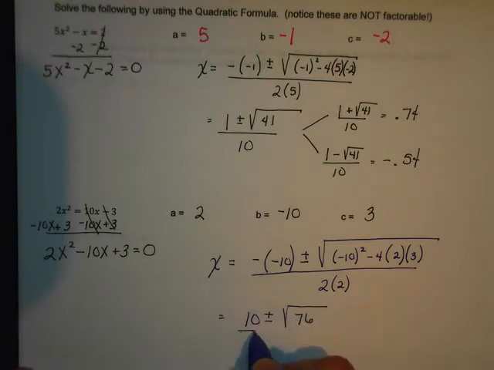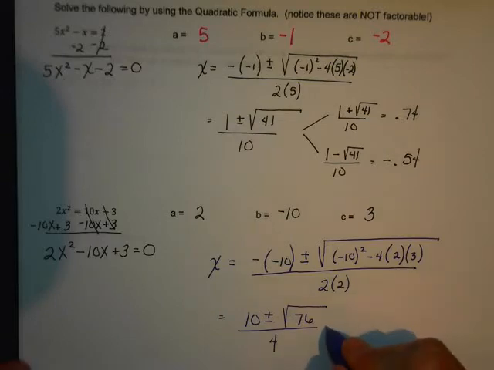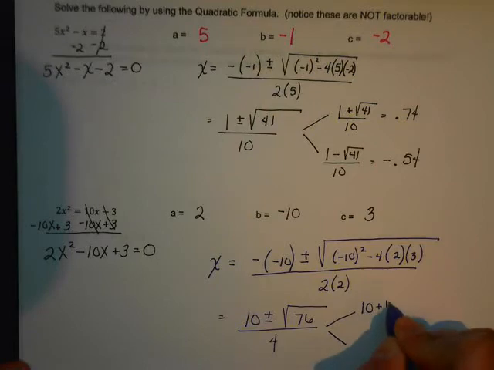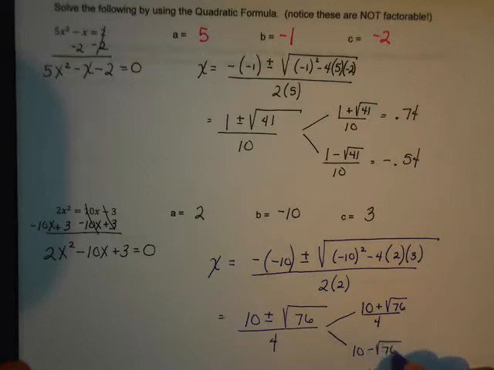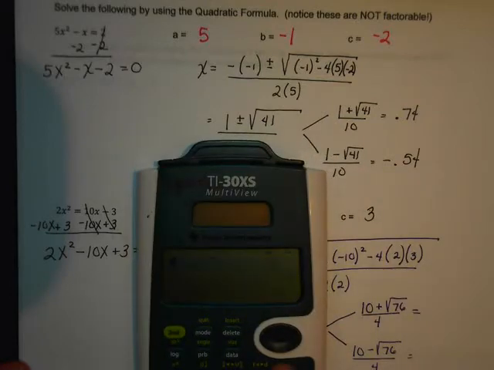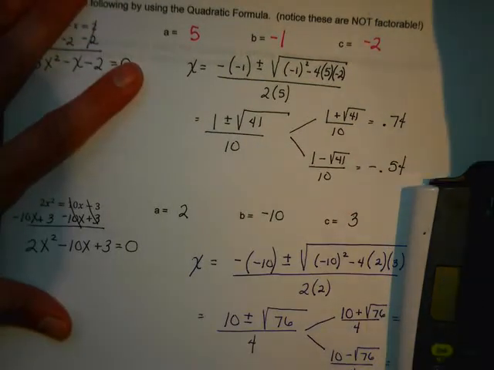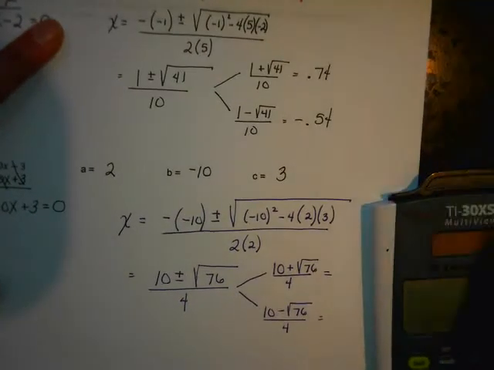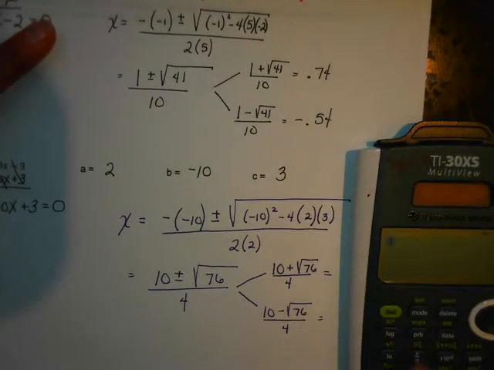So that's an exact answer. That's an answer that we haven't had to round. So we'll do 10 plus root 76 over 4, and then 10 minus root 76 all over 4. And we'll round it to 2 decimals. Okay, ready? So I'm just going to use my fraction key. So I'll have 10 plus root 76 on the top, all over 4.